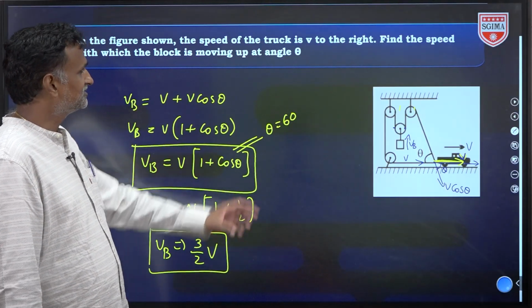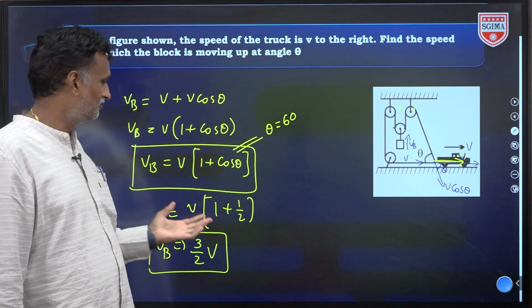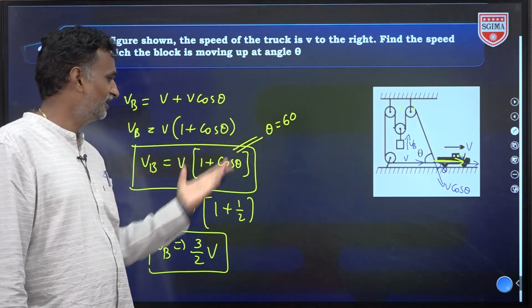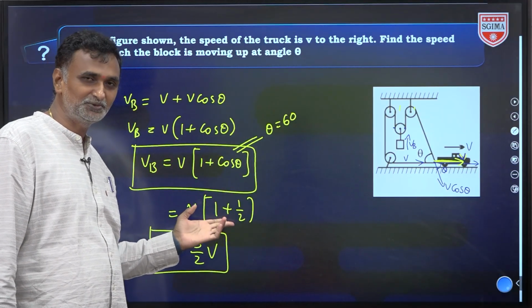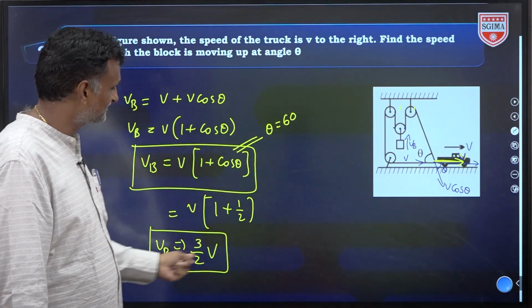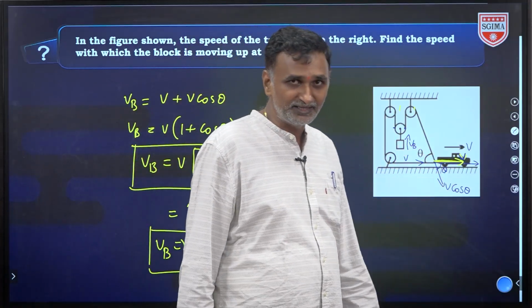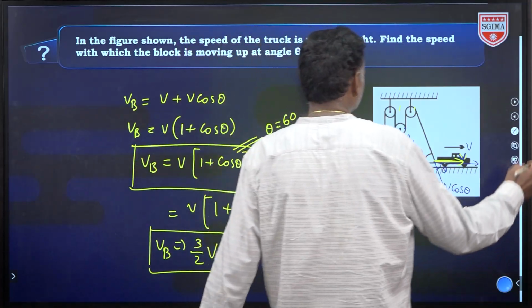If 60 degrees is not given, then you can write up to here. Then for 60 degrees, 30 degrees or 45 degrees, according to that you can simplify this equation, okay. So this is the way we can find the relation between block and truck speed, right. Next slide.